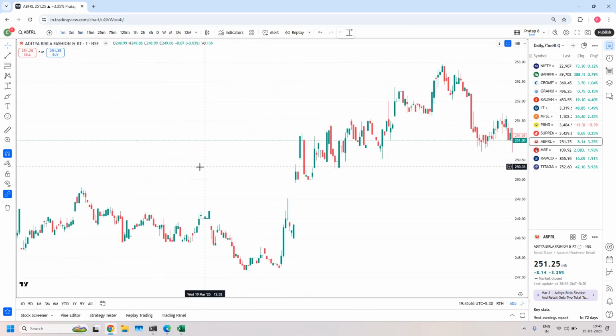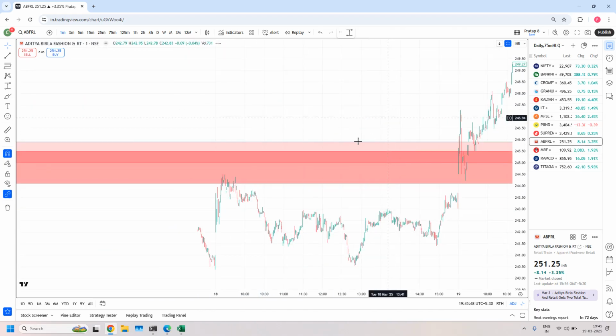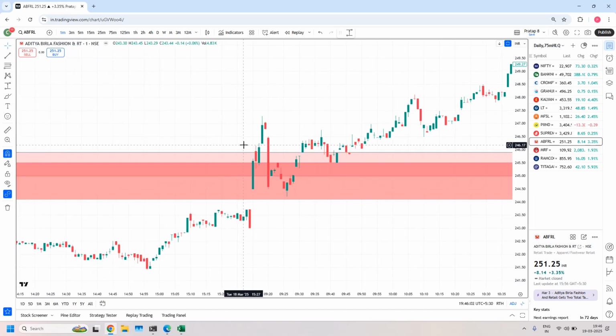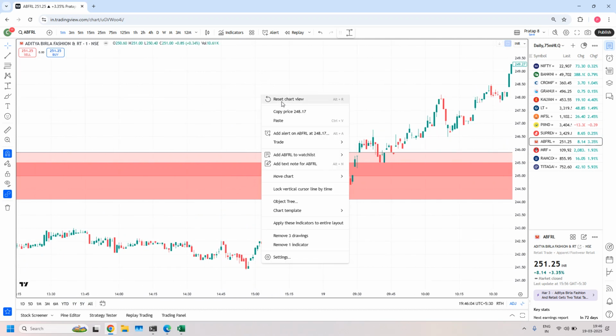Look into 1 minute. This is the one. Morning 9:15, 1-minute candle opened with a gap and entered and finally closed inside. So that way we escaped from this stopped out trade.